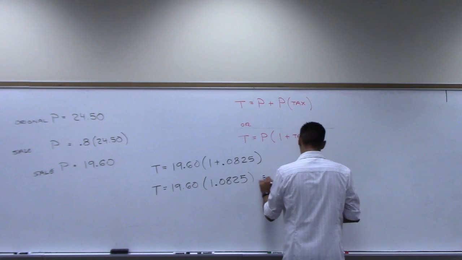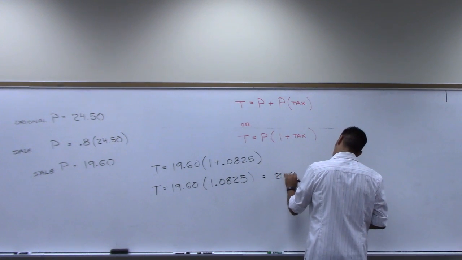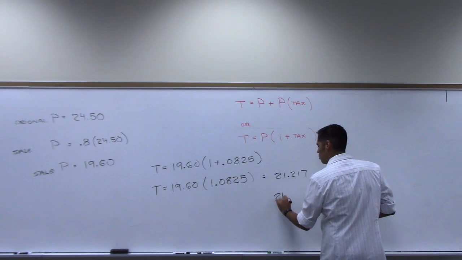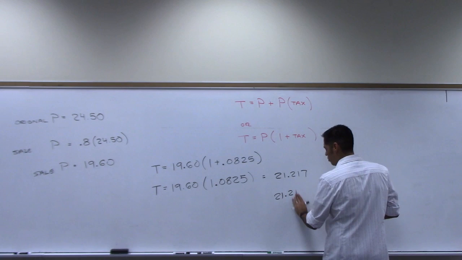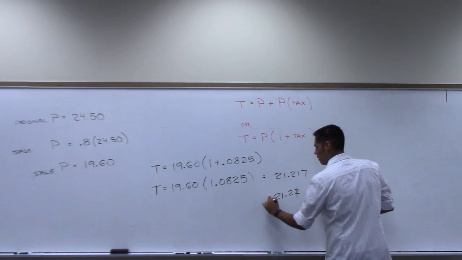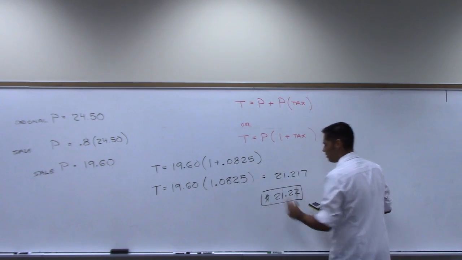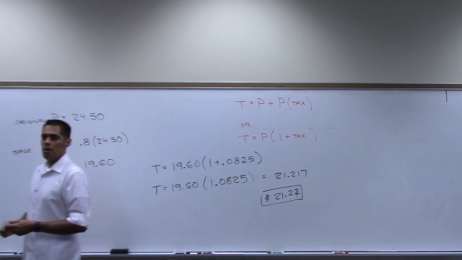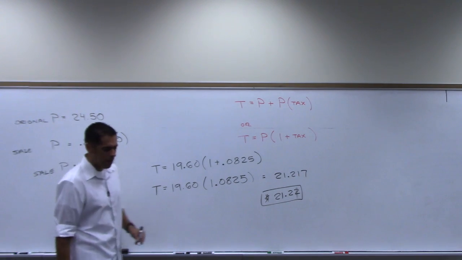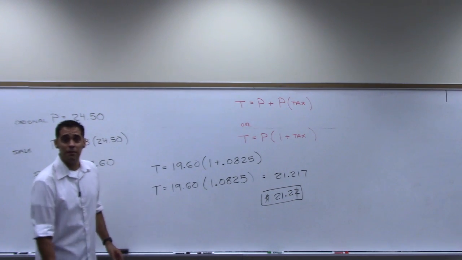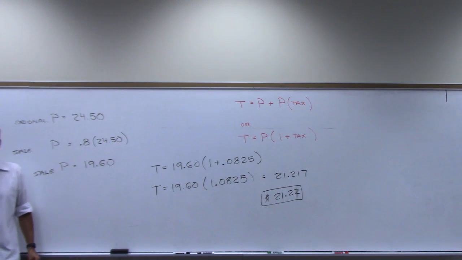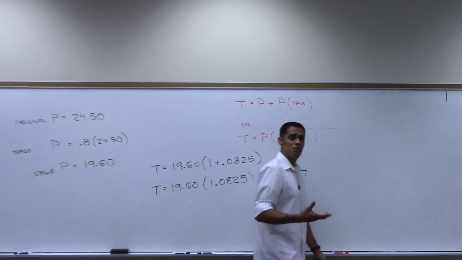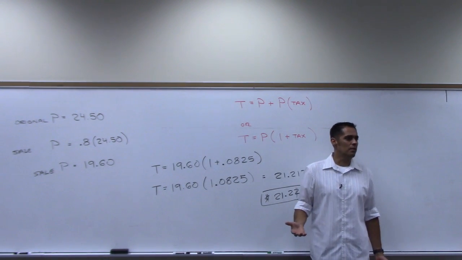I get 21.217, which if you round this to the nearest cent would be 21.22. So $21.22. And that's the way that I would recommend if you ever trying to do a discount at a store and figure out how much you're going to pay for something, right? Like today only 30% off. Don't sit there and try and figure out what 30% is and subtract. Just multiply times 0.7. That's how much you're going to pay for it, right?